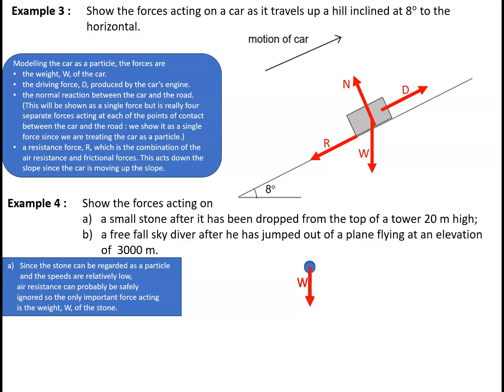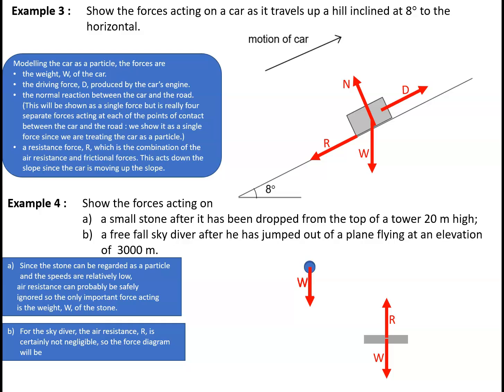On the other hand, if we've got a free-fall skydiver after he's jumped out of a plane flying at an elevation of 3,000 meters, then he certainly isn't a particle. There's certainly going to be a considerable air resistance there, so the force diagram in this case would need to show both the weight and the air resistance, which we've denoted by R.